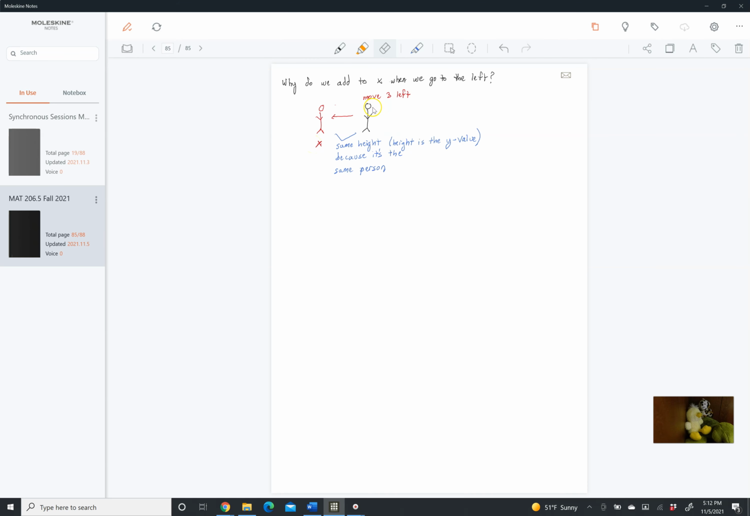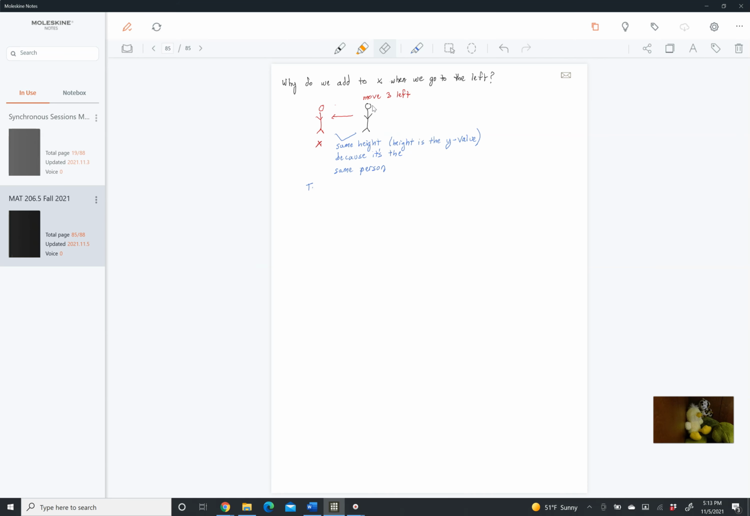We don't want to change their height though, because all we're doing is we're moving them 3 spaces to the left. We're not changing the Y values at all. We're only changing the X values. So if we want to figure out what their height is, we need to look at what happened before we moved them. So we're turning to the right in order to figure out their height. So we're looking at where they're coming from as opposed to where they're going, okay?